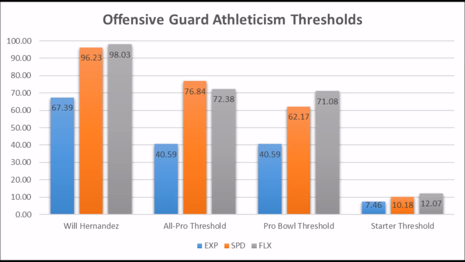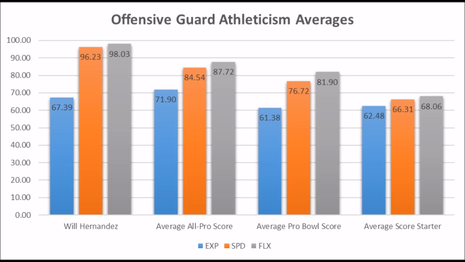Based on his testing, he hit a 67.39 explosive lower body strength score, 96.23 speed score, and 98.03 flexibility score. Pretty much hits every single threshold you're looking for in terms of all-pro potential and Pro Bowl potential. And when you look at the averages at the position, pretty much hits well within the averages of a Pro Bowl player based on his explosion. And his explosion score is really only about 4 points away from the average of an all-pro player. So fantastic overall profile for Will Hernandez in terms of his athleticism testing.